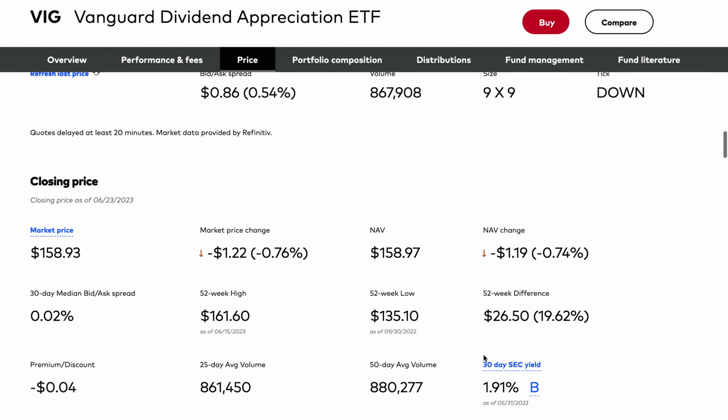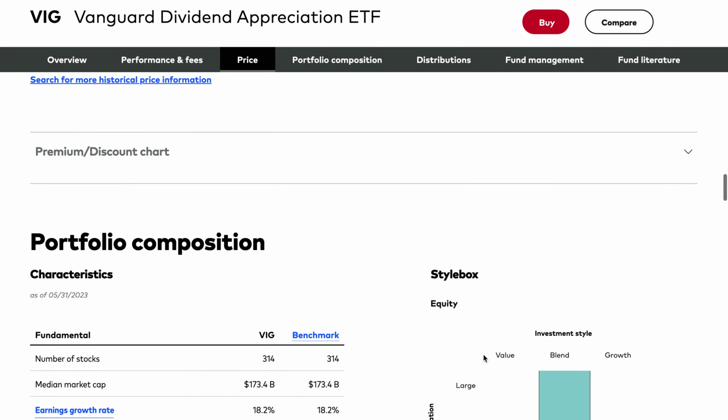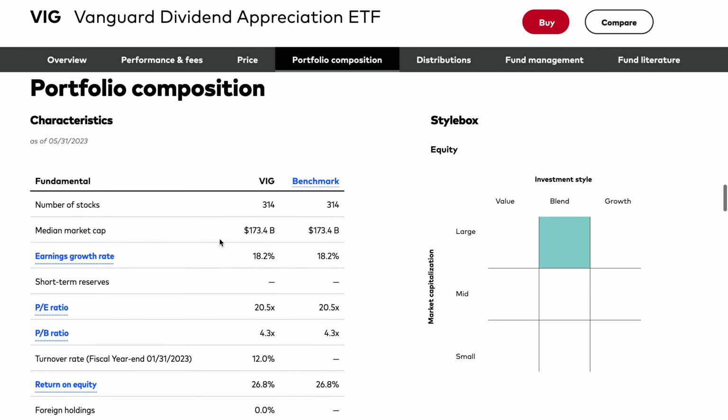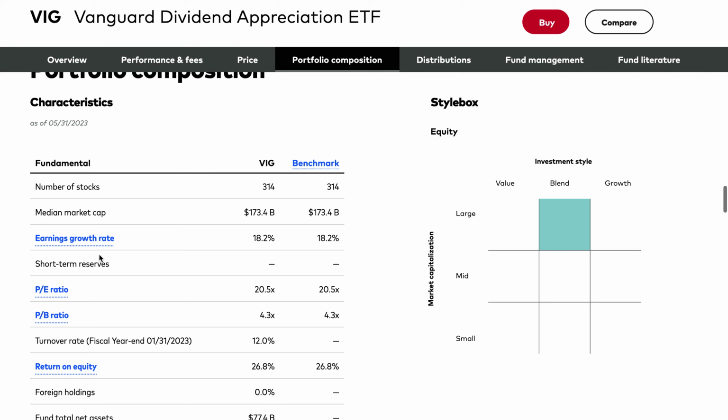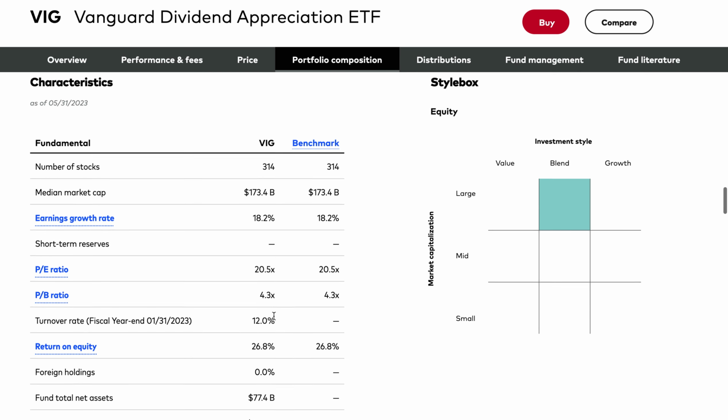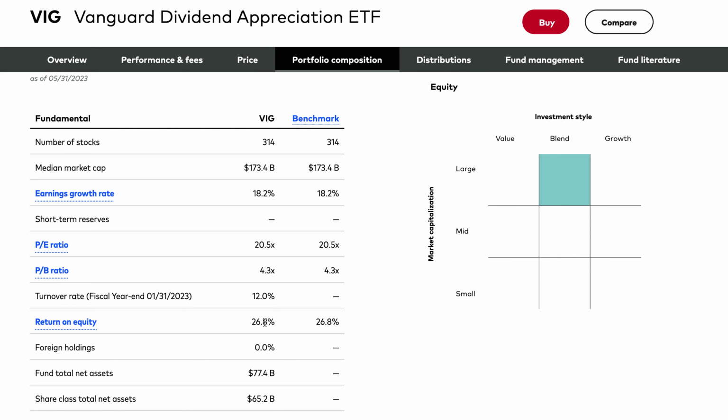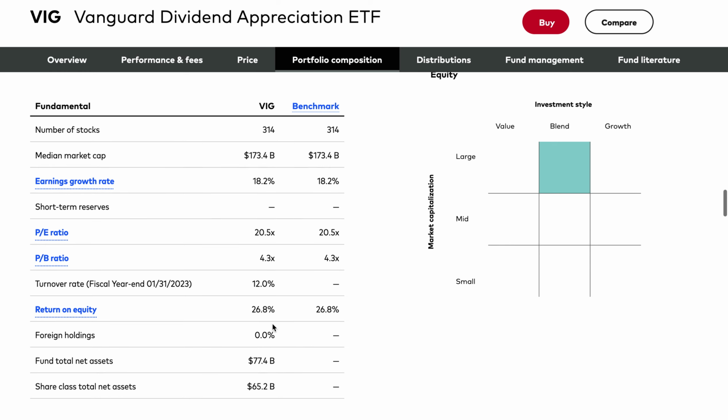Scroll down a bit. We can go and look at the composition. So here the portfolio composition, smaller number of stocks compared to the S&P 500 or VOO. So this VIG has about 314 stocks. It has an earnings growth rate still very high at 18.2%. Price to earnings ratio is a little bit lower at 20.5. Price to book here, the return on equity is 26.8%, so still very high.